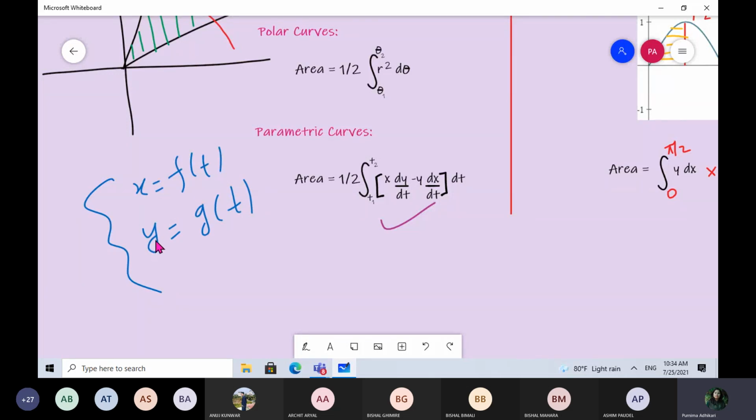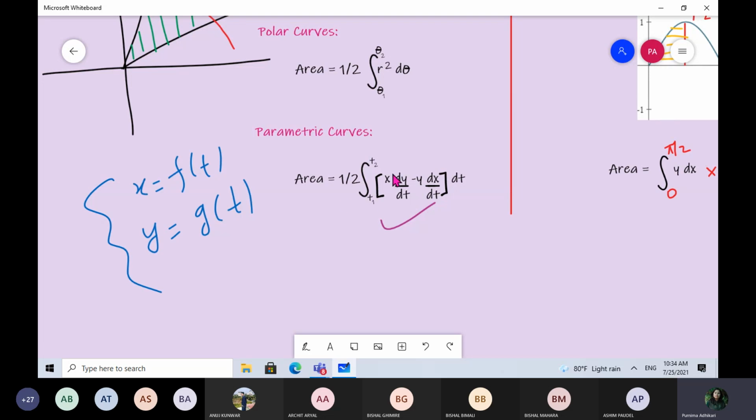x and y are some function of t, isn't it? The third parameter, the parametric function. So the formula for parametric curves, half t1 to t2, means change in t. Everything will be in terms of t: our function is in terms of t, and the integration is in terms of t.